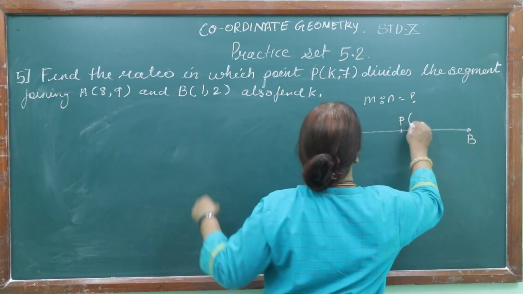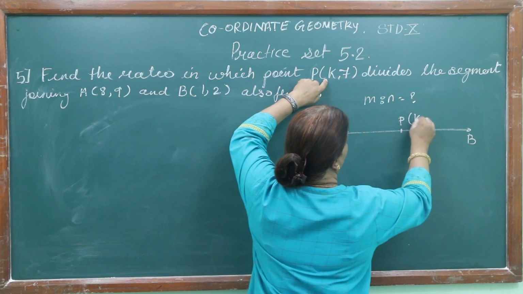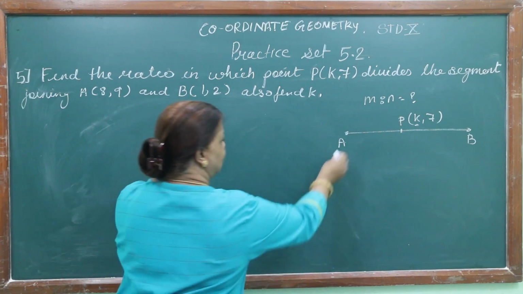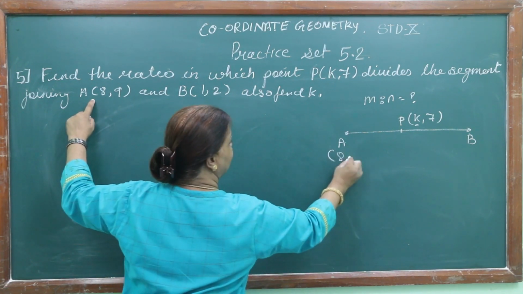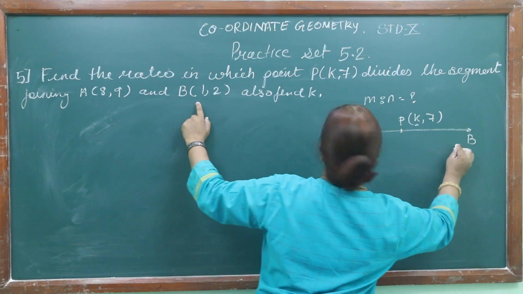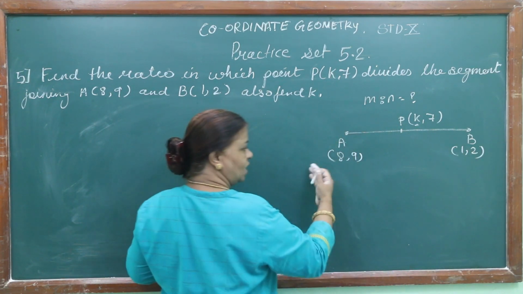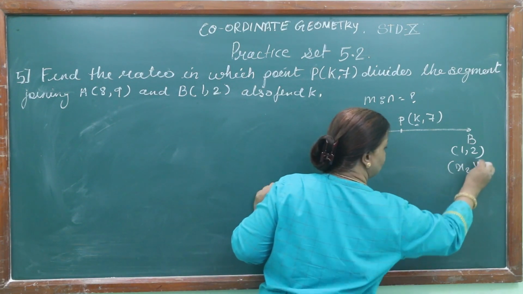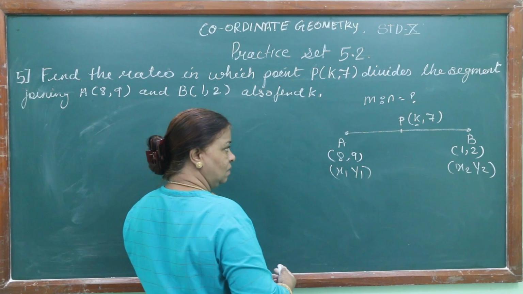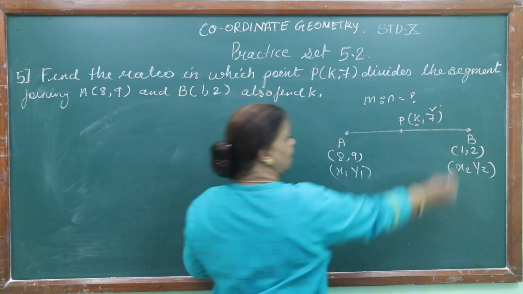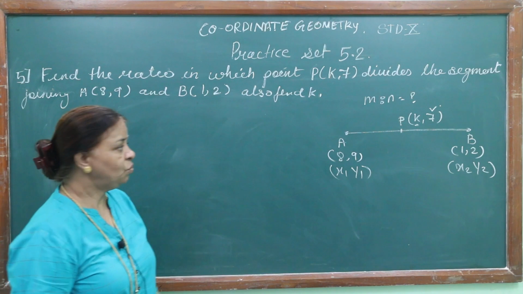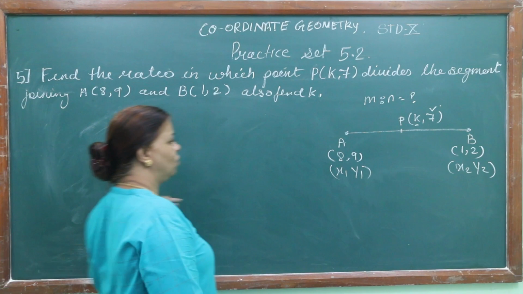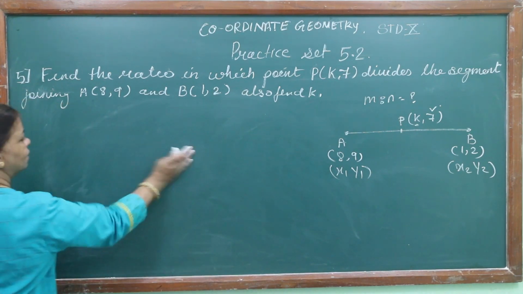And also we need to find the value of K, 7. So first let me write the coordinates here. A is given 8, 9 and B is given 1, 2. Now see, looking at this, children, this is x1, this is y1 and this is x2, this is y2. Here the y coordinate we know of point P, so we can get the ratio m is to n by using the y coordinate. Let us start with the y coordinate by section formula.